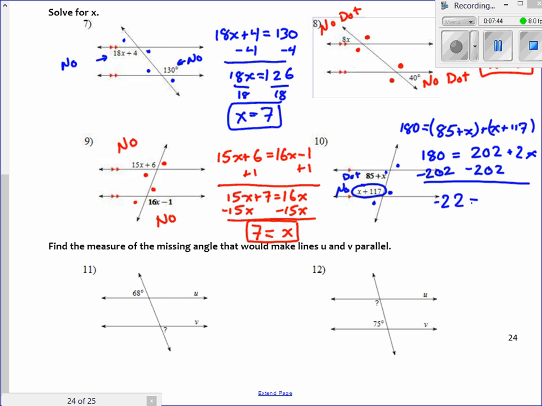Negative 22. We're left with 2x on this side. Divide both sides by 2. So x equals negative 11. And it's okay to get negatives. That's not a bad thing.